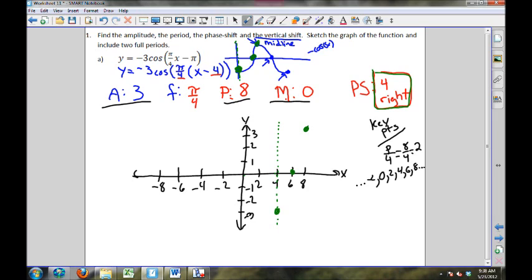Right here. Going backwards, it's in the reverse of this. So going back, I'm going back down to my midline, then up to my max, down to the midline, down to my min, up to my midline, up to my max. So then when I connect all these points, a smooth curve. There's my graph. I'm going to label it y equals negative 3 cosine of pi over 4 x minus pi.